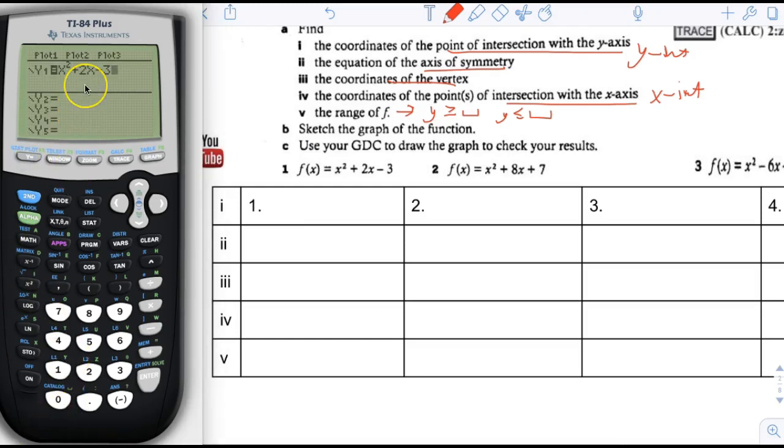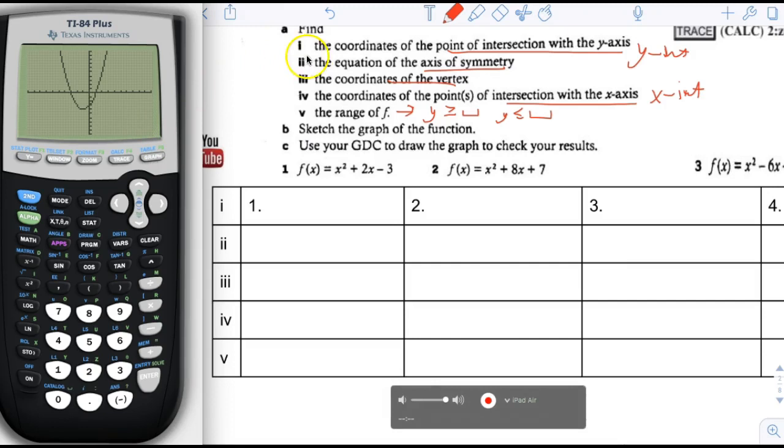So I programmed it there, x squared plus 2x minus 3. I'm going to graph it just for fun, and we can kind of see some of the characteristics of it. The first thing they want us to find is the point of intersection with the y-axis, also known as the y-intercept. There's a couple ways to do that.